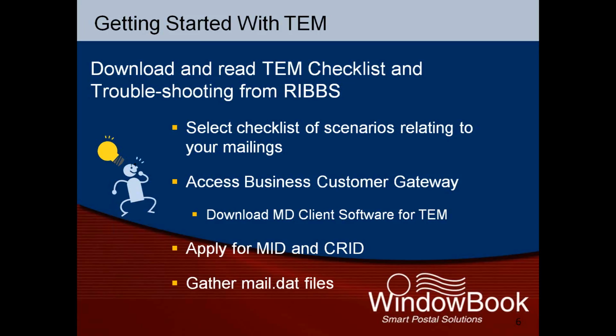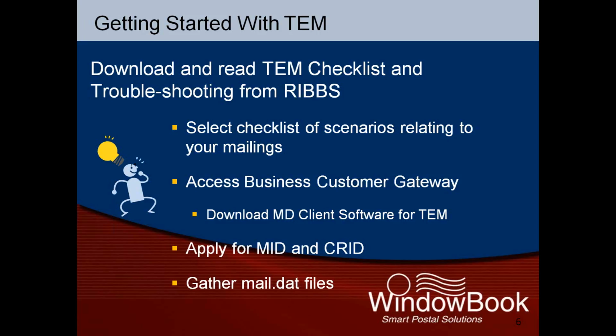All TEM testing occurs on PostalOne, so you will need to access the Business Customer Gateway from the Postal Service website to get started. Here you will download the Postal Service's software, which is called MD Client, for the TEM environment. If you have not already done so, you will need to apply for a Mailer Identification Number, or MID, and Customer Registration Identification Number, or CRID. This information must be populated in the mail.dat files that are transmitted to PostalOne during the testing, and these uniquely identify you as a mailer.